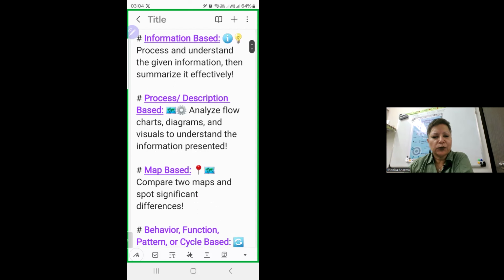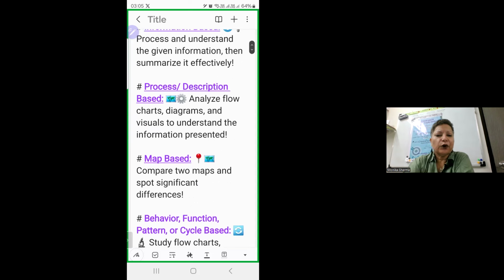Then comes the next one, which is process description based. There may be flow charts, diagrams, or visuals given to you. In fact, in one of the previous year's papers, you were given the picture of a cartoon, and that cartoon basically spoke about the fashion trends existing in today's generations.